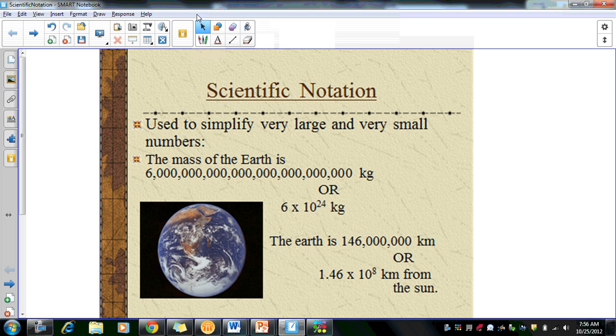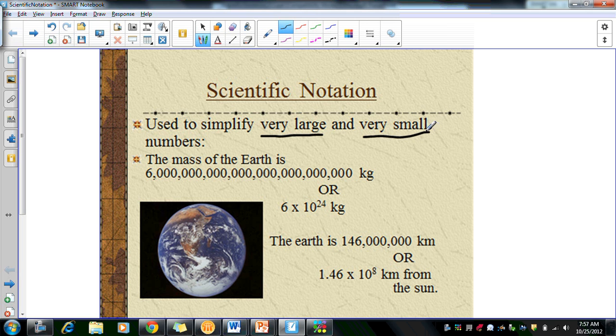of scientific notation, and then do some examples of converting numbers to scientific notation and from scientific notation. In universal gravitation, you have to do a lot of things in scientific notation, so I figured it was a good time to actually review this. So first, scientific notation is used to simplify very large and very small numbers.